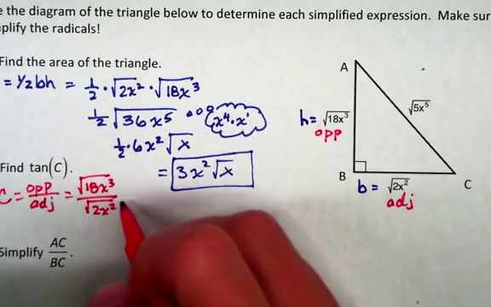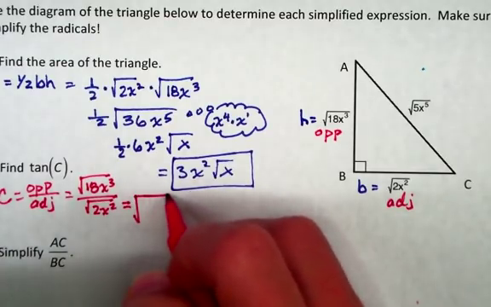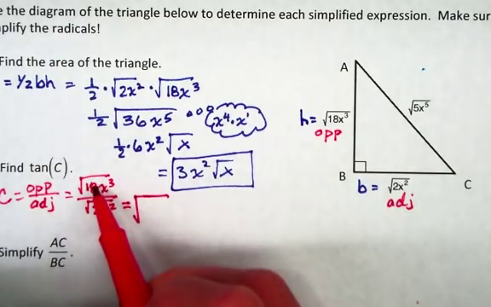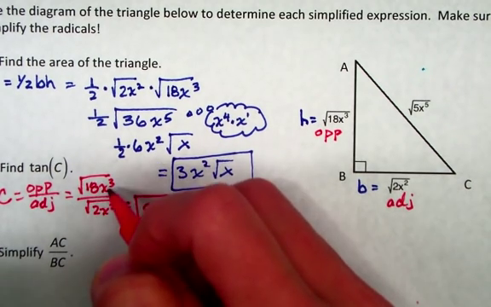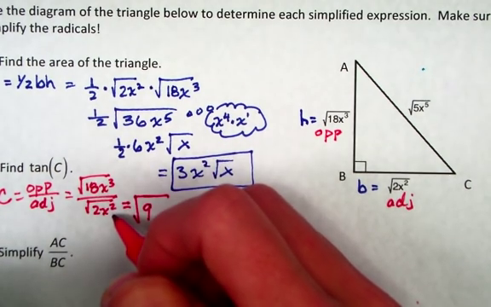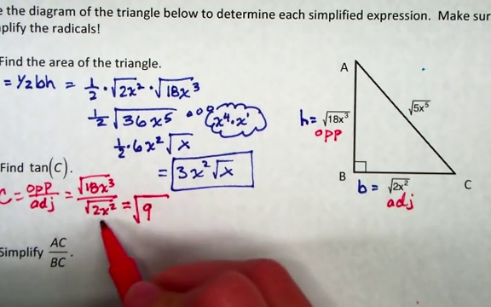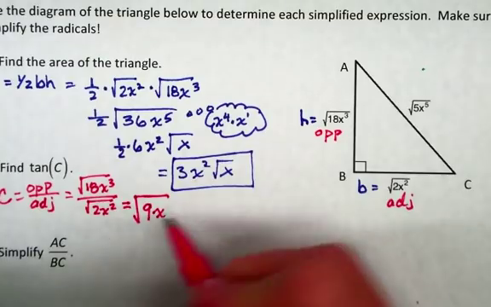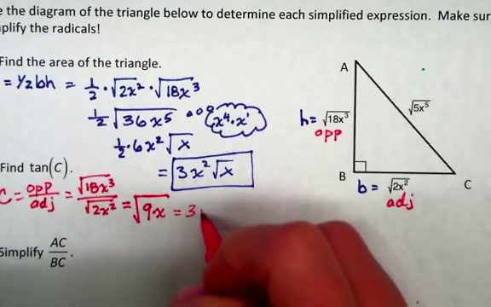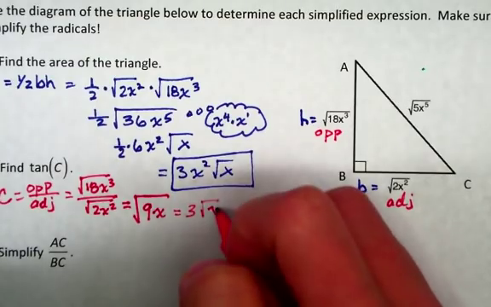I can simplify that and put it all underneath one root. 18 divided by 2 is 9. X cubed divided by x squared. I have 3 x's on top, 2 on bottom, so I have 1 left over on top. The square root of 9 is 3, and I can't do anything with that root x.